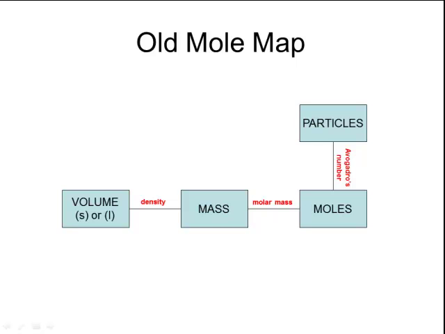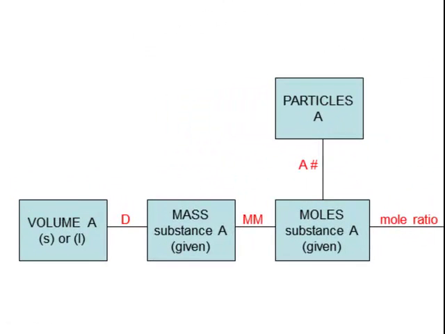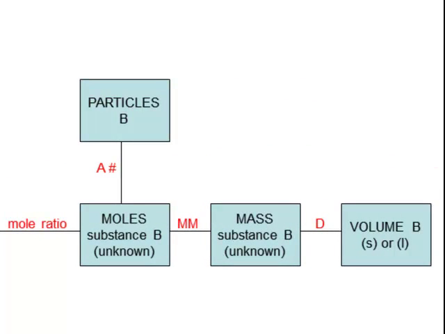Remember from Chapter 3 that we created a mole map, which acted like a flowchart to allow us to convert between different units of the same substance. In stoichiometry, we can expand on this mole map to allow us to convert between different units of different substances. So we're going to take this old mole map and make a mirror image of it to create a new mole map. Notice on the left-hand side is our old mole map, but everything is labeled substance A. And everything on the right is the mirror image with the substances labeled B.